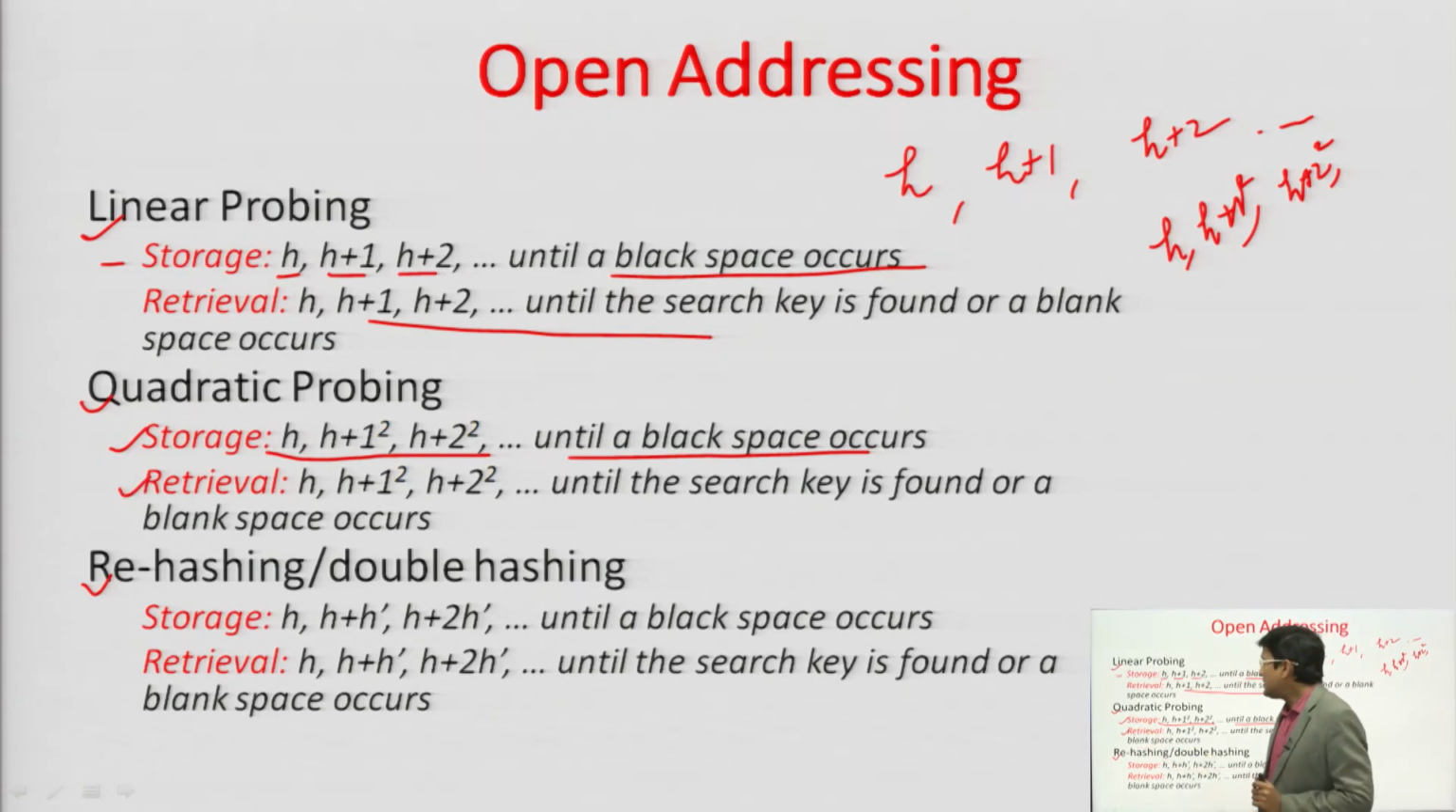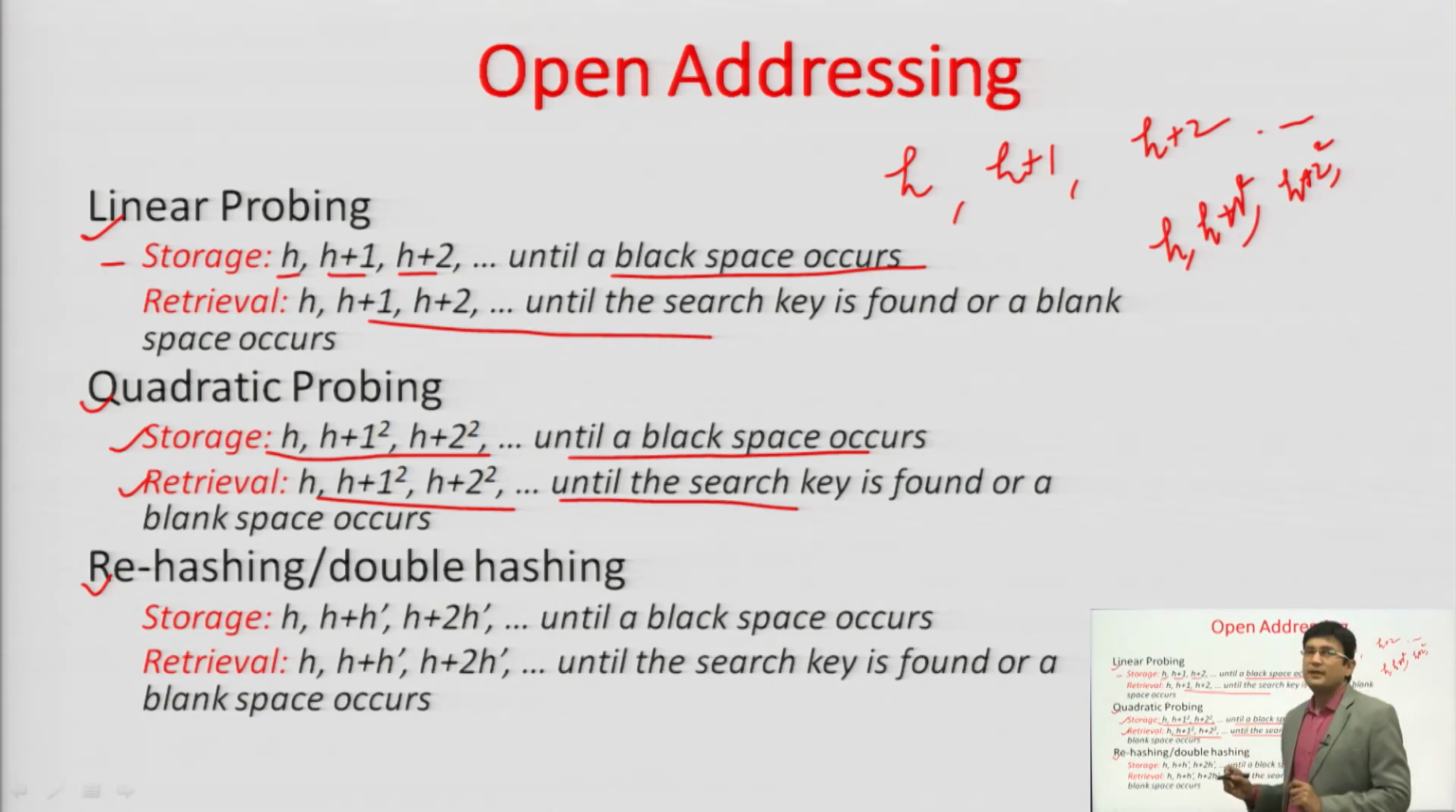But in the retrieval process, you look for these locations only: h, then h plus 1 square, then h plus 2 square, and the moment you find that your element is there, your search key is there, you stop your operation there, and your search is successful. But if the blank space occurs, it means that your search key will never be found. Okay, your search key will not be found. So that is the retrieval method.